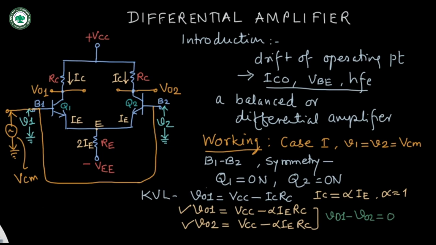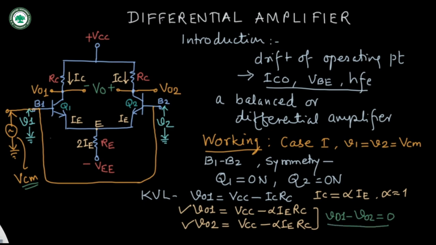This means as and when we provide the common mode signal to both the inputs B1 and B2, a similar voltage signal is applied. So the difference between VO1 and VO2 is equal to 0, and actually we will measure this VO in between these two. So this VO can be measured as VO1 minus VO2, that is equal to 0.